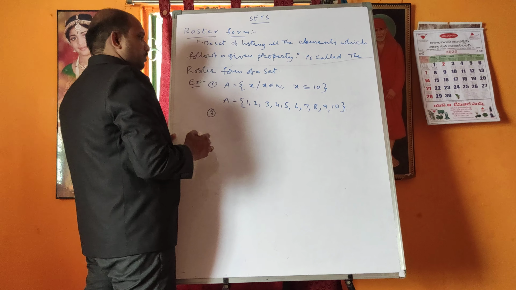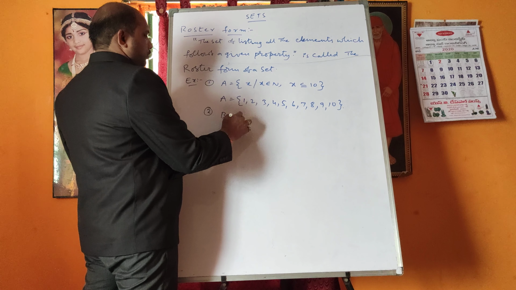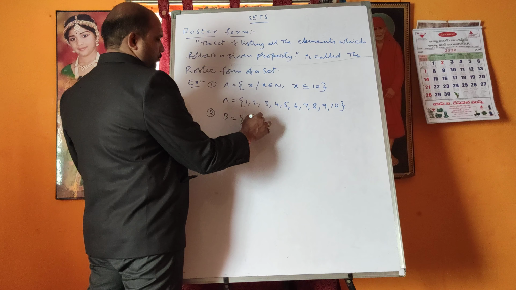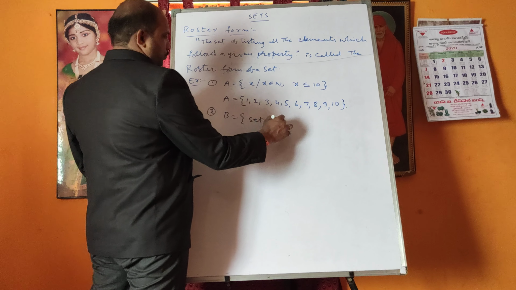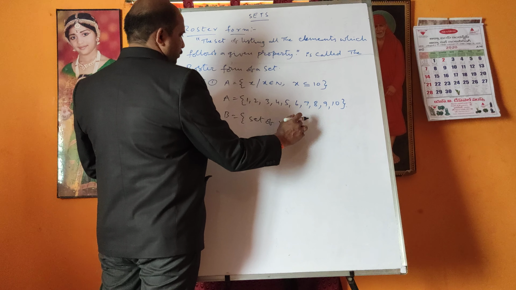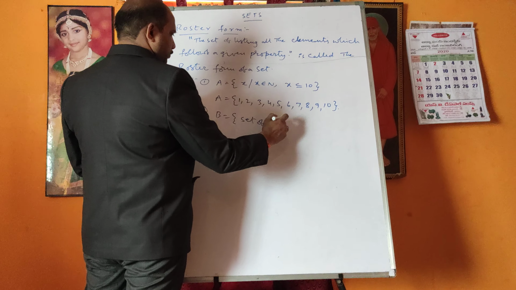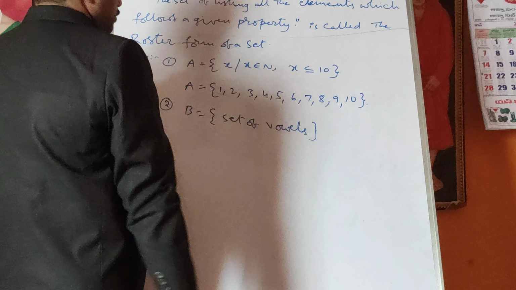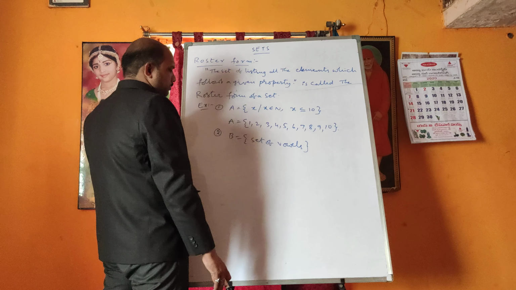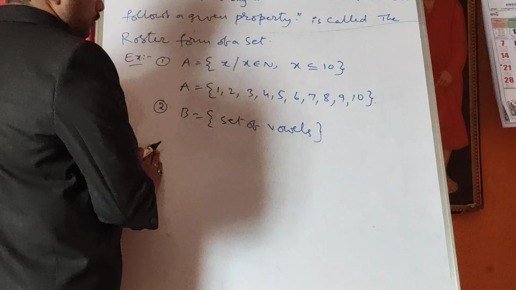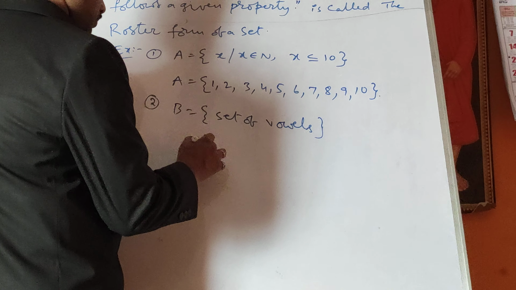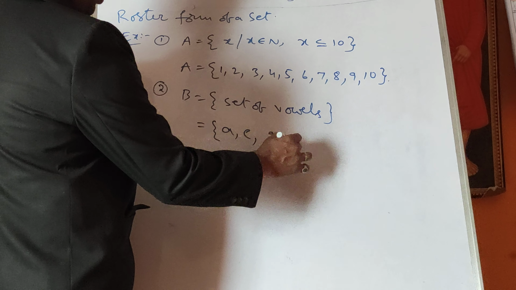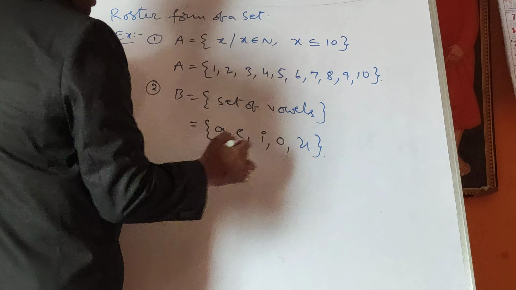Second one, B is equal to the set of vowels. Suppose you write the set of vowels, that is A, E, I, O, U. This is called a set of vowels.